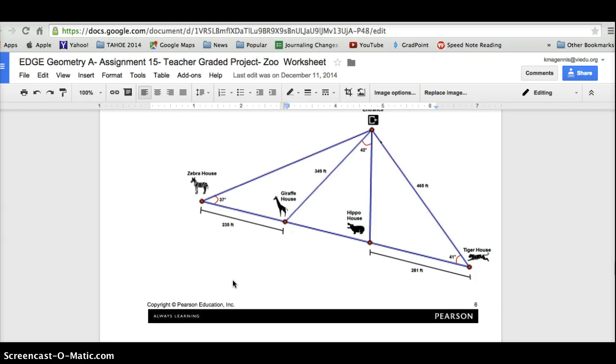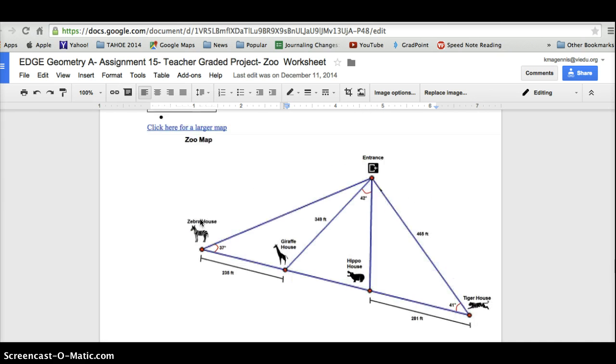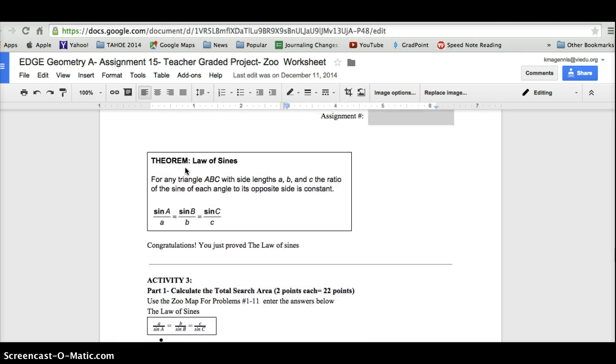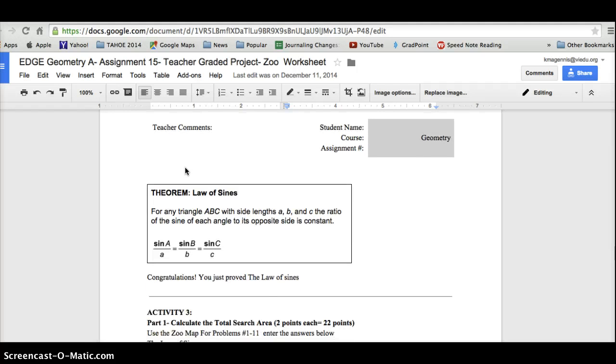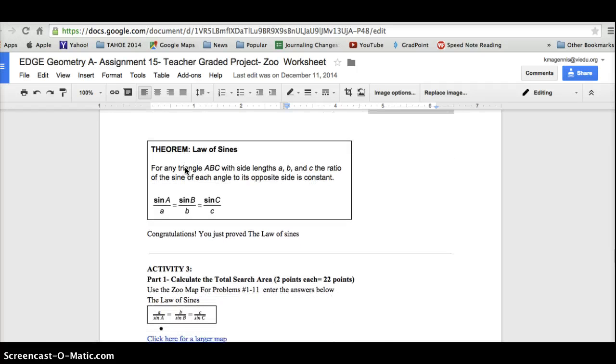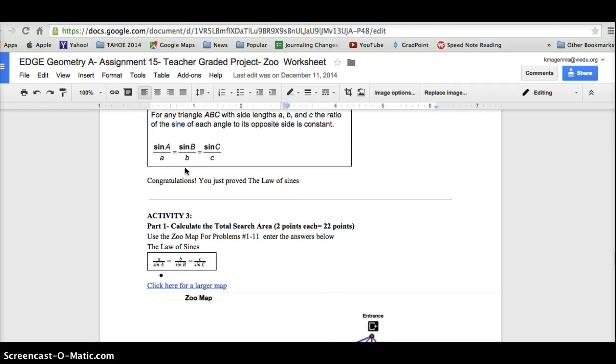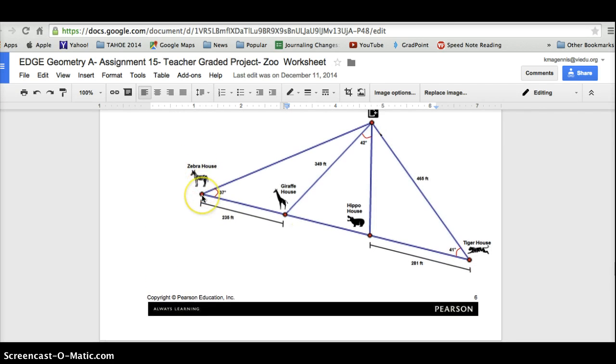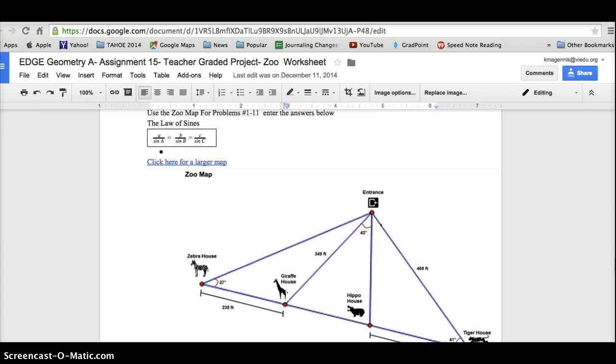I'm not going to do all of it, but using the proportions and the law of sines, how to find an area of a triangle using sines. I want to get started on this because I think this is where students get confused. Okay, so looking at the zoo problem.